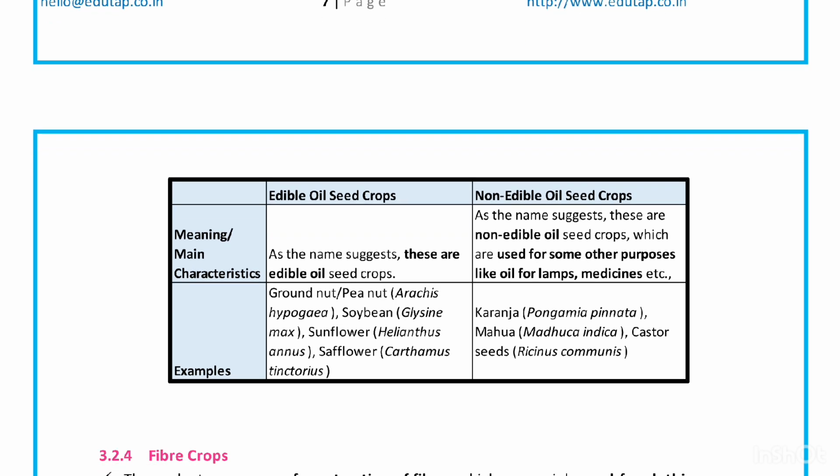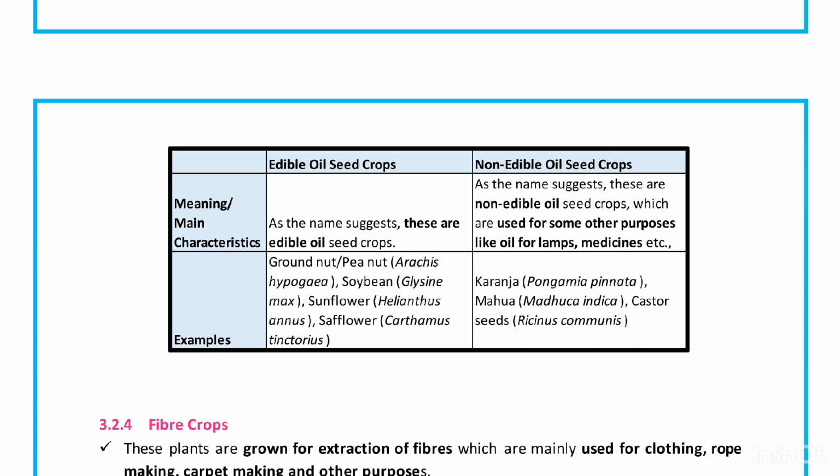Students, there are various types of oilseed crops that are grown. For example, seed crops that are grown for extracting oil that gets consumed are called edible oilseed crops, while others are not grown for consumption but used for other purposes like oiling lamps and medicines. These are non-edible oilseed crops. These are the two categories of oilseed crops. As the name suggests, edible oilseed can be consumed. Non-edible means not consumable oilseeds.